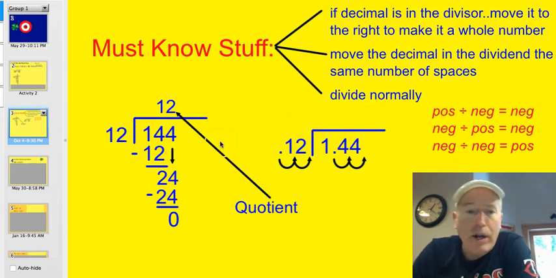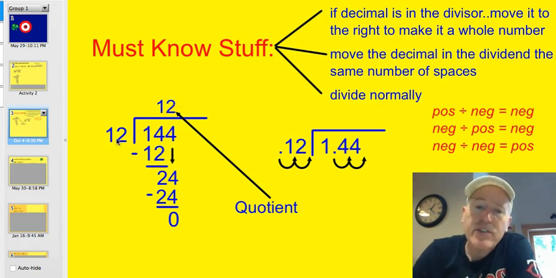All right, taking a look at this problem, 0.12 divided by 1.44. I'm going to move that decimal in the divisor 2 places, making it into a whole number. I've multiplied it by 100, so now I have 12. I'll do the same thing over here. Multiply by 100, and I'm going to have 144. So here's my new problem: 144 divided by 12. You can work through it. You know that the quotient is going to be 12. Here we have a positive number, we're dividing it by a positive number, so we have a positive answer of 12.